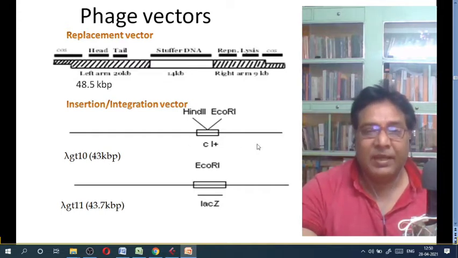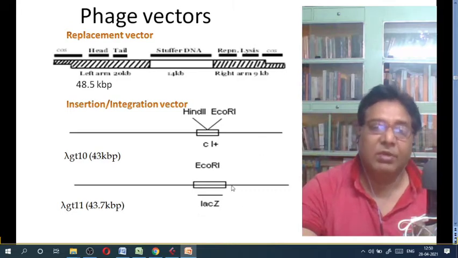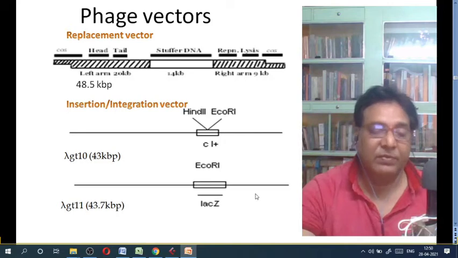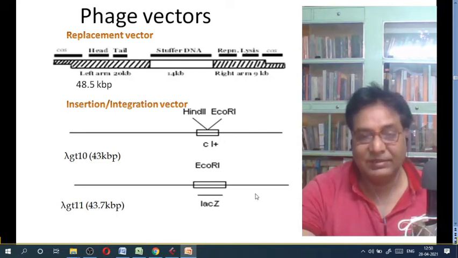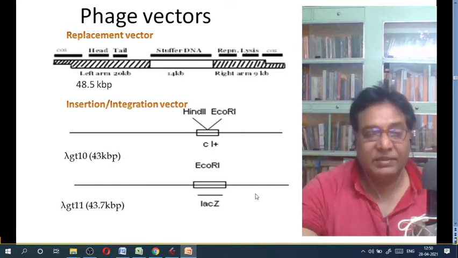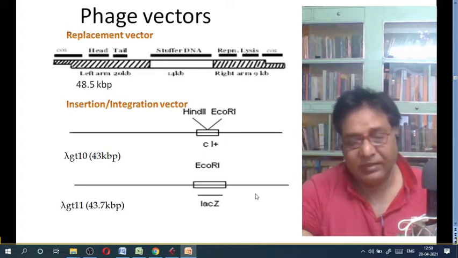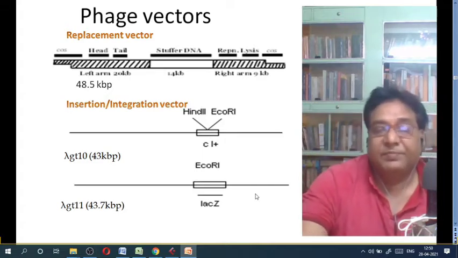So the clear plaques are indicative of the recombinant clones. And you already know about the LacZ gene, that it is required for blue-white screening. So you have to put X-gal and IPTG in the media, so that your recombinant clones will be white and your non-recombinant clones will be blue in color. So you can distinguish them like that. You can lift your recombinant clones from there.